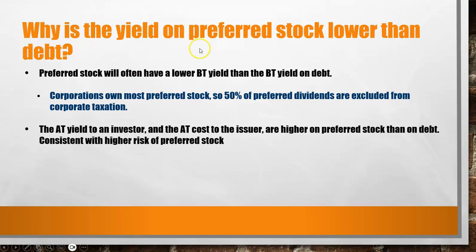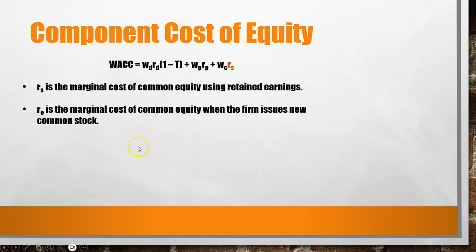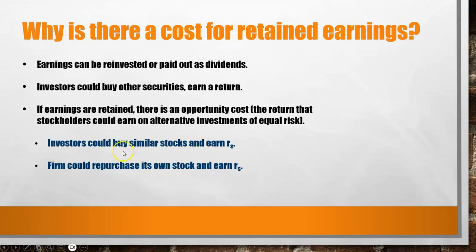A lot of times, the yield will be lower that's paid out because the corporations will own a lot of the preferred stock. Cost of equity. Selling stock, getting new owners. This is going to be a little bit higher than bonds and preferred stock.